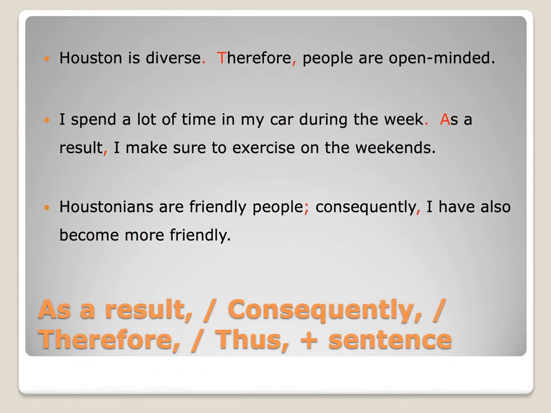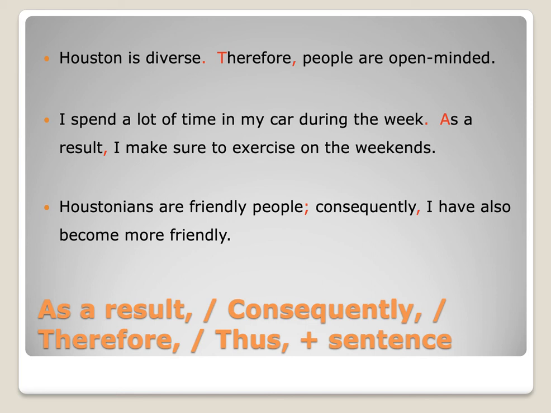Okay, now let's look at these. So we were looking at as a result of, now we're just looking at as a result. So let's look at the first sentence. Houston is diverse, therefore people are open-minded. Two different sentences there. Second sentence, I spend a lot of time in my car during the week. As a result, I make sure to exercise on the weekends. Again, two different sentences there. The last one says, Houstonians are friendly people. Consequently, I have also become more friendly.